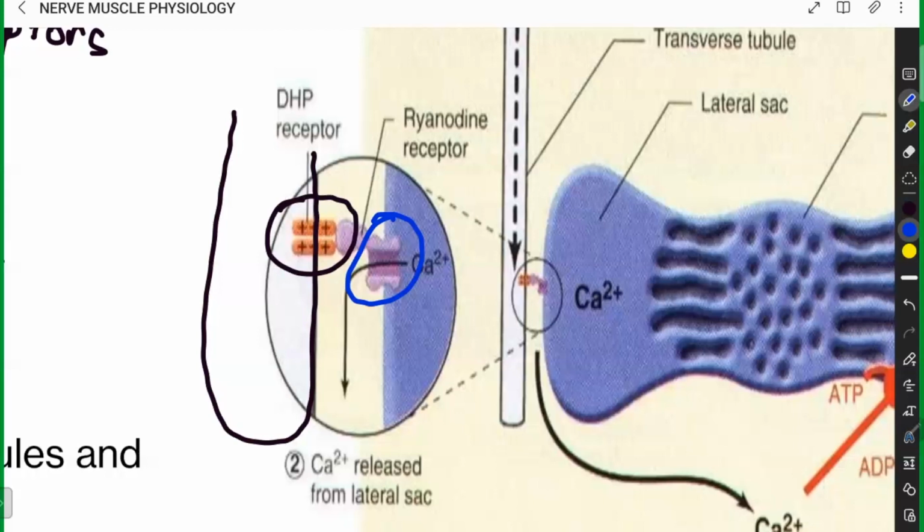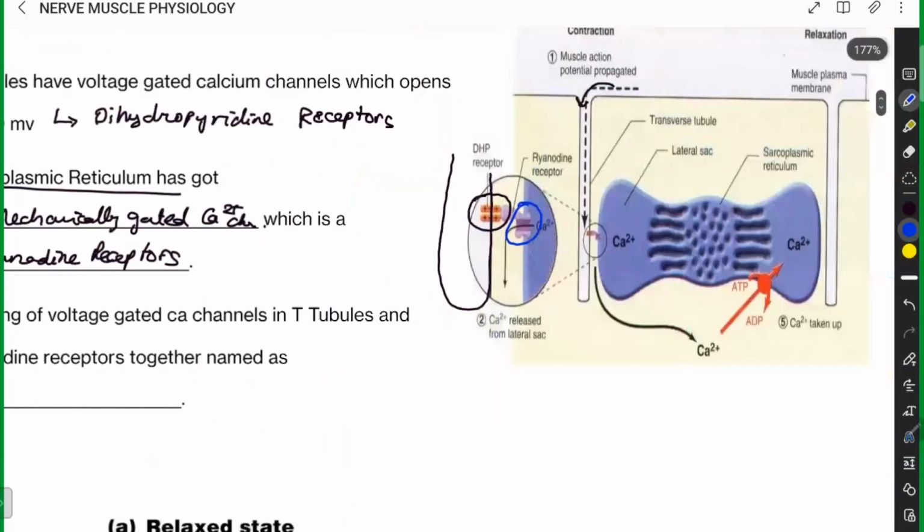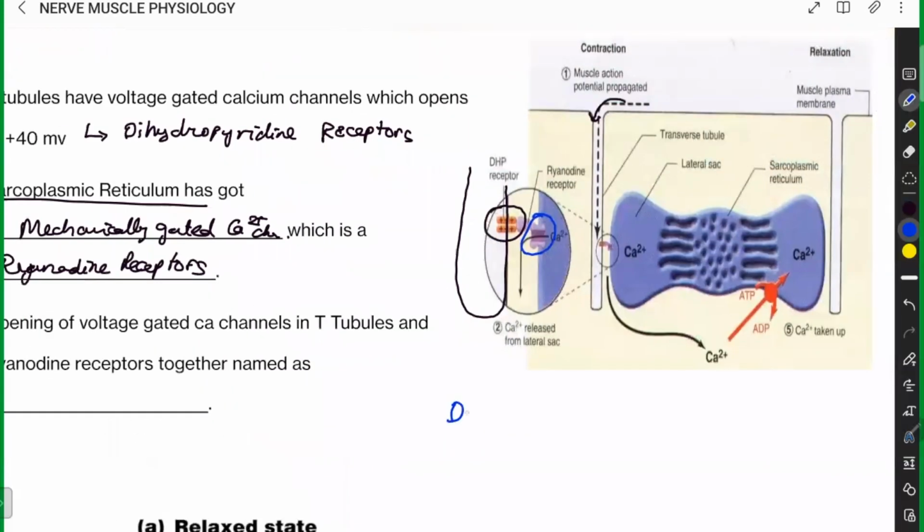How are you going to treat this? By blocking the ryanodine receptor. What drug blocks the ryanodine receptor? Dantrolene. So I have told you about two receptors, dihydropyridine and ryanodine. What is a drug that blocks dihydropyridine? Dihydropyridine is blocked by amlodipine, and you have nifedipine, etc. And the ryanodine receptor is blocked by dantrolene.